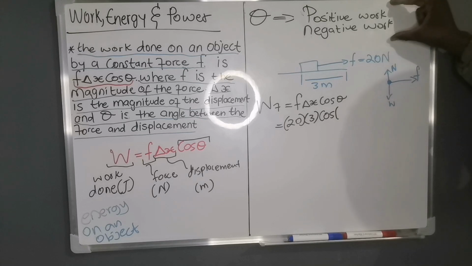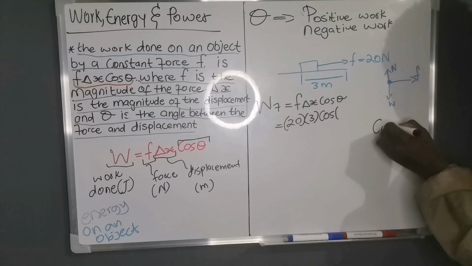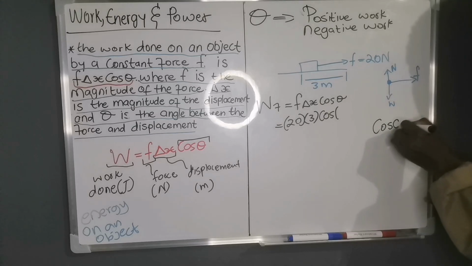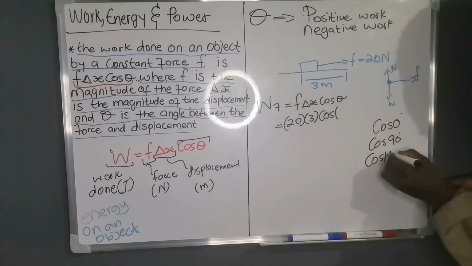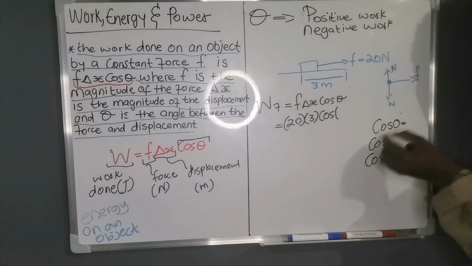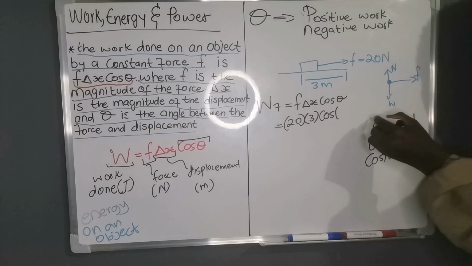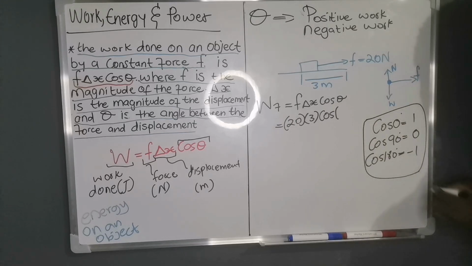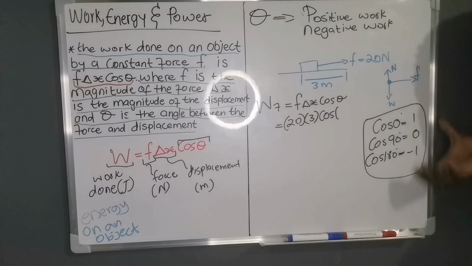The value of theta, you come back here when I explain this positive or negative work. Let me write some definitions that you need to keep in your mind until you finish this topic. You must note cos 0, cos 90, and cos 180 degrees. Obviously, cos 0 is 1, cos 90 is 0, cos 180 is negative 1. Please put these three angles in your mind. That's where positive and negative work are going to derive from.